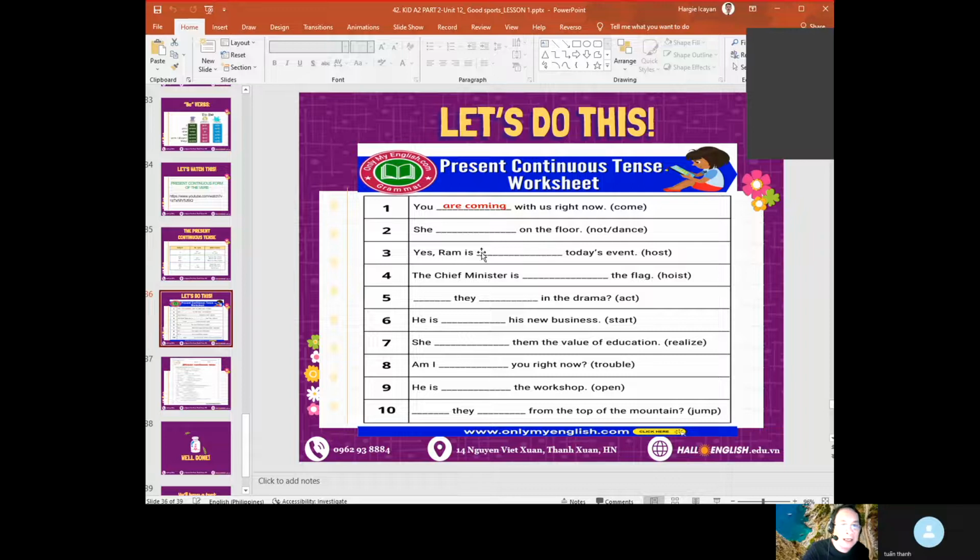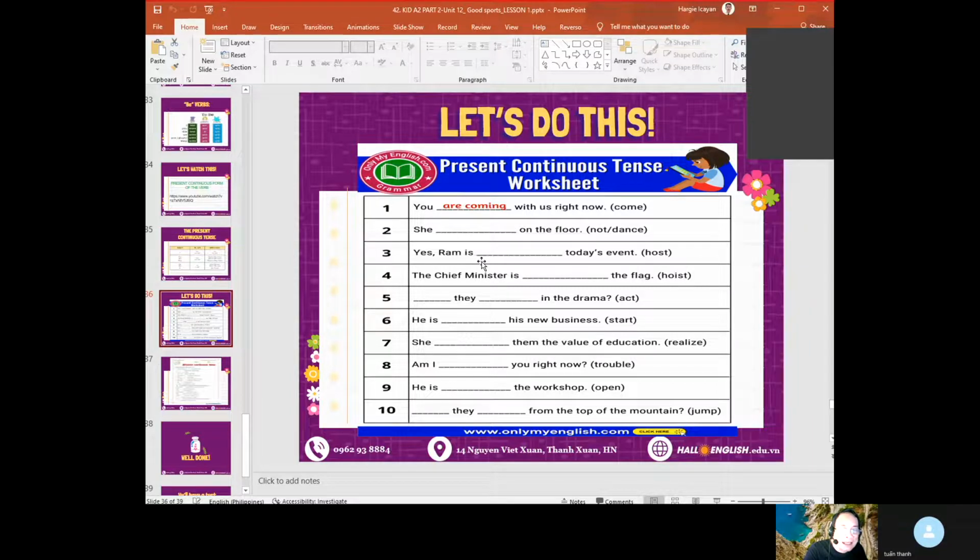Okay, number 2: She blank on the floor. Now we have a clue here, not dance. So what would happen with this? She isn't dancing on the floor. Very good. So this becomes: she isn't dancing on the floor. That's correct.